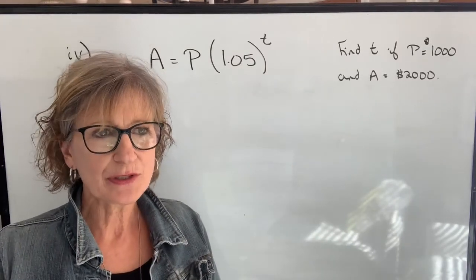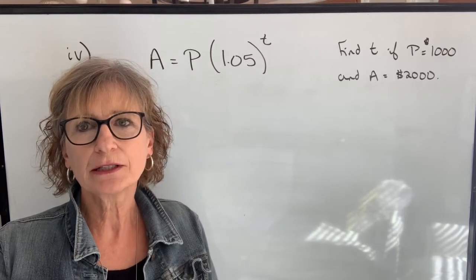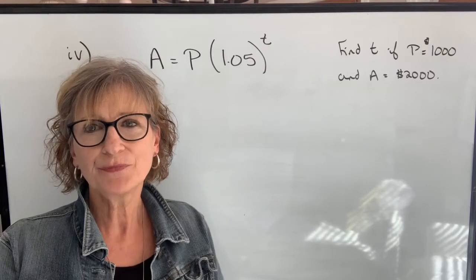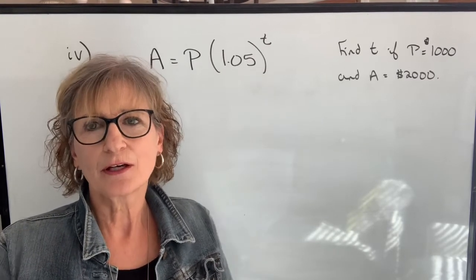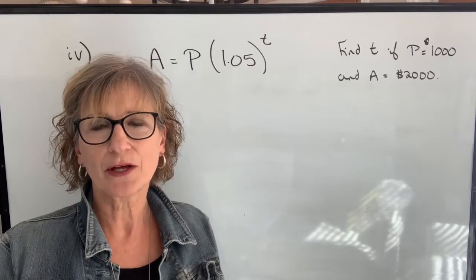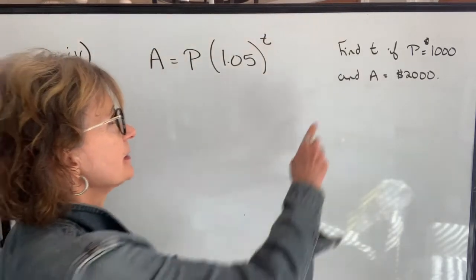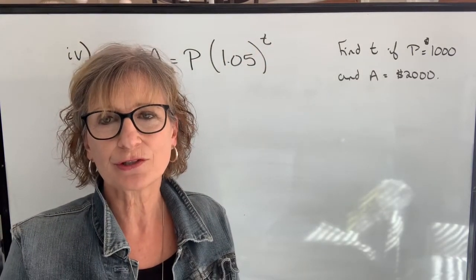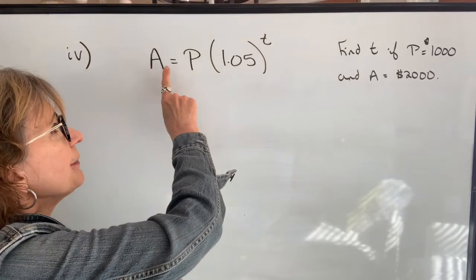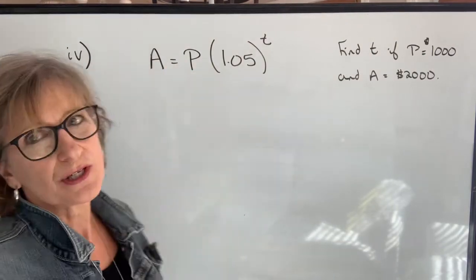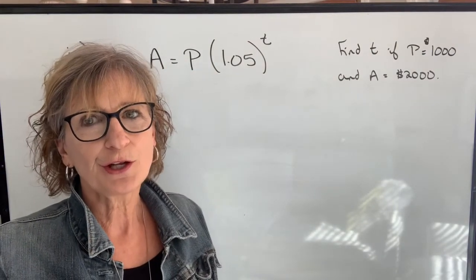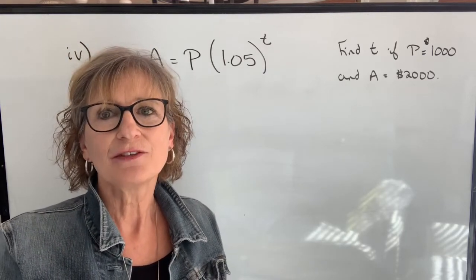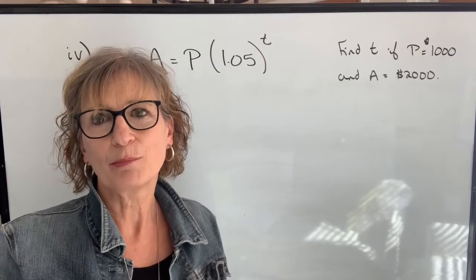Okay, this next example is actually a compound interest formula if the money was compounded at 5% annually. Again, none of that's really that important. We can still solve this whether we understand that or not. The question asks us to find t, so our unknown is in the exponent, which means it's an exponential equation. If p is 1,000 and a is 2,000, in other words, we're going to find how long it takes for $1,000 to turn into $2,000 if the interest rate is 5% compounded annually.